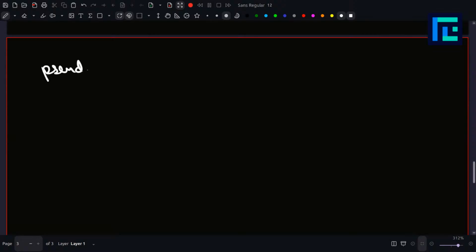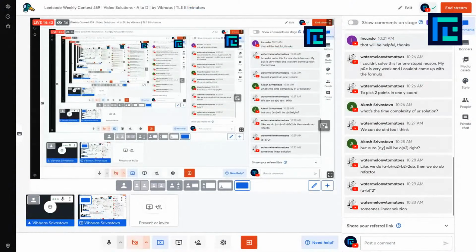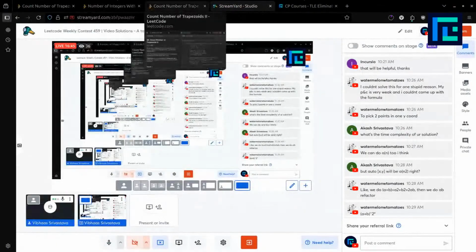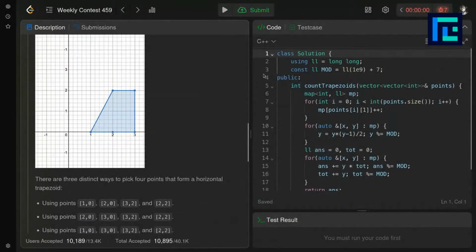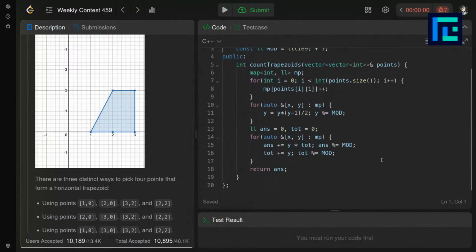Pseudocode. If you use unordered maps in my idea, although unordered maps can be hacked, so I don't recommend it, then you can also do it in linear time, average linear time.